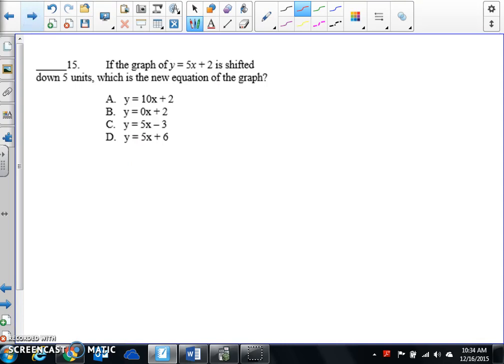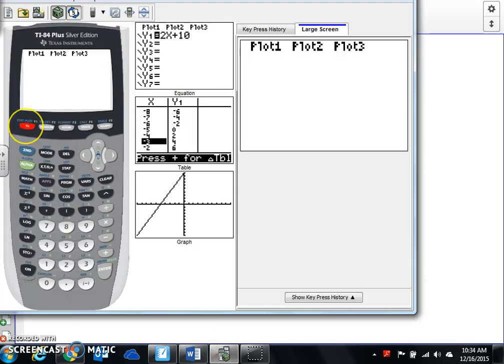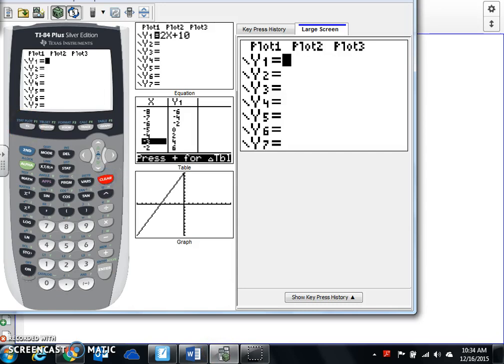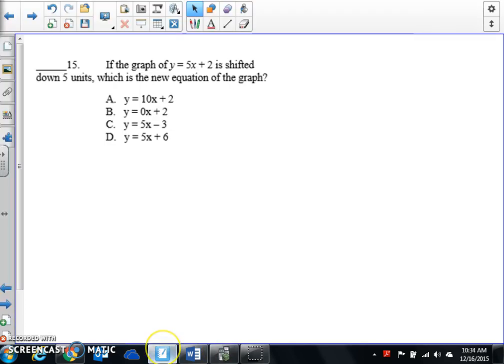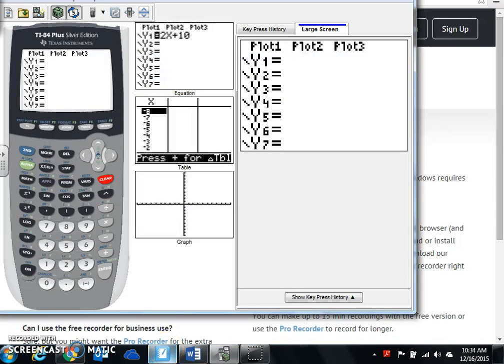All right, if the graph of y equals 5x plus 2 is shifted down 5 units, which is the new equation of the graph? Okay, honestly, if I were you, I would just put these into my calculator. So go to your calculator, go to y equals, clear anything you currently have in there. And the original equation that they just gave us was 5x plus 2. So 5x plus 2. You're not going to change that one.